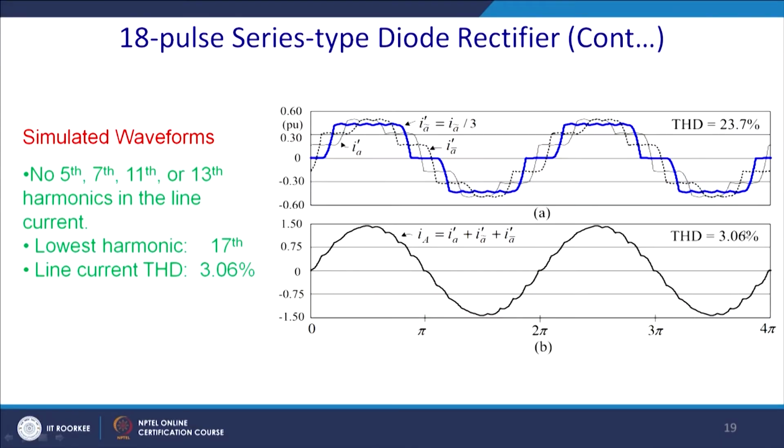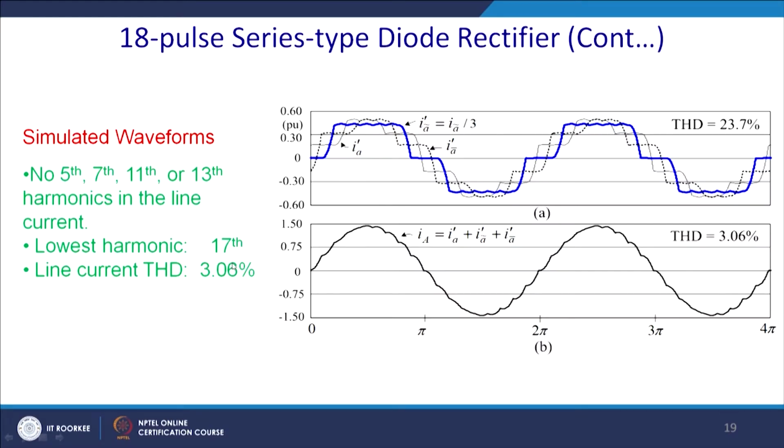Generally, for power quality issues, we have the IEEE 519 standard, which says that THD is required to be 5%. We can achieve it by this method. It does not have any 6n plus minus 1 or 12n plus minus 1 harmonics; it starts from the 18n plus minus 1 harmonic. So, the lowest harmonic after the first harmonic will be the 17th, and thus the line THD comes out to be only 3%.